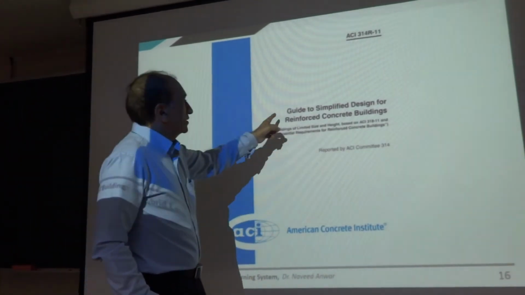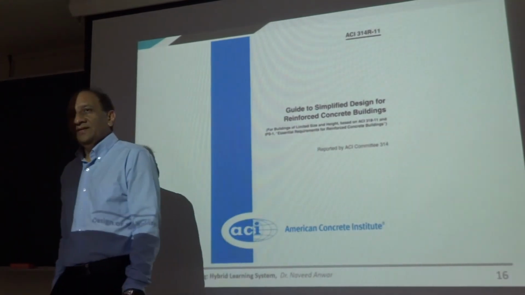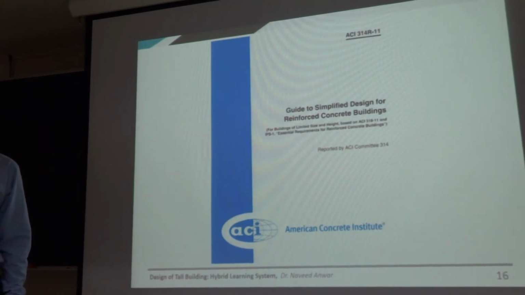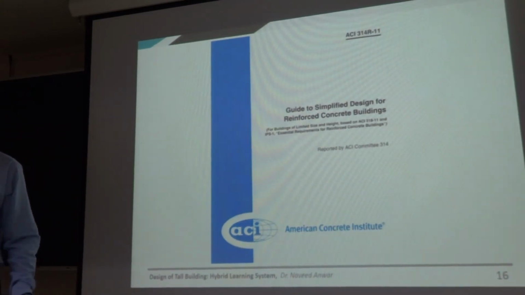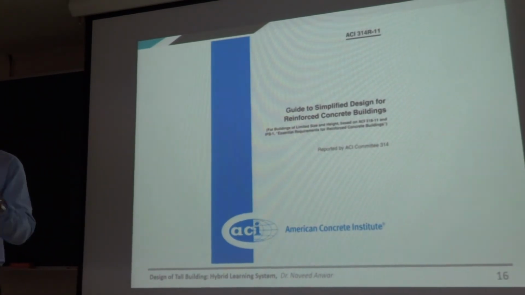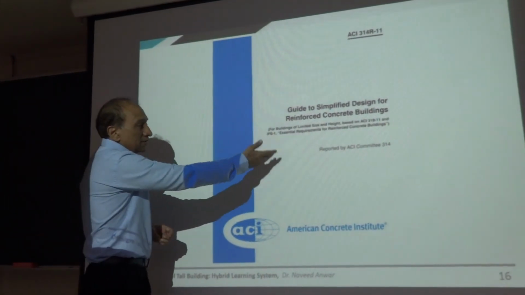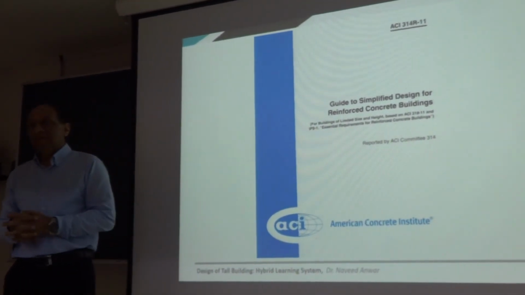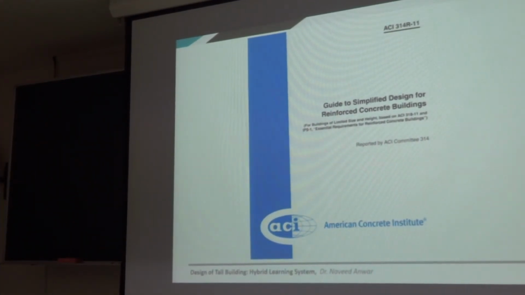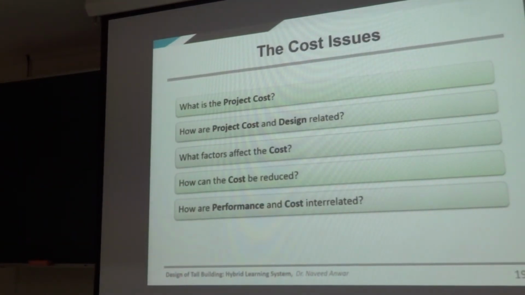ACI came up with this nice guide to simplify design for reinforced concrete buildings. Unfortunately, not for tall buildings. So this is a very good guide, but it will work for low-rise buildings. Many of the things that they discuss may not work for tall buildings, but anyway, as engineers, you'll be designing everything. So if you want to carry out the preliminary design of buildings, there's a guideline that helps us.